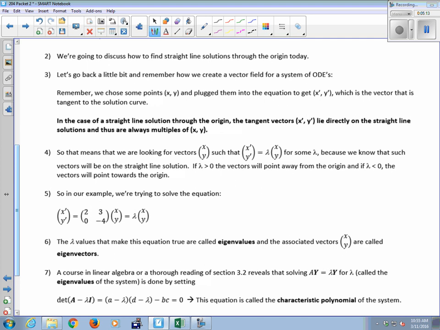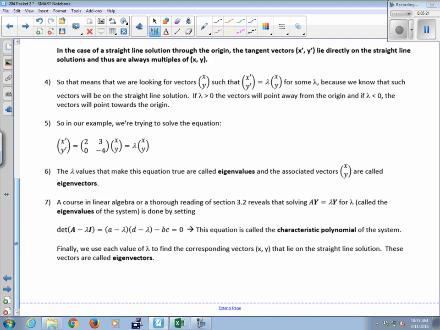When lambda is positive, you get vectors that point away from the origin, and when lambda is negative, you get vectors that point towards the origin. So in our example equation, we're looking for x prime y prime equals lambda times x y, right? But x prime y prime is given by that matrix equation, A times x y. So the lambda values that make that equation true are called eigenvalues. The associated vectors, x, y, are called eigenvectors. And so basically we need to figure out lambda, and we need to figure out x, y. We need the eigenvalues and the eigenvectors in order to build the straight line solutions.